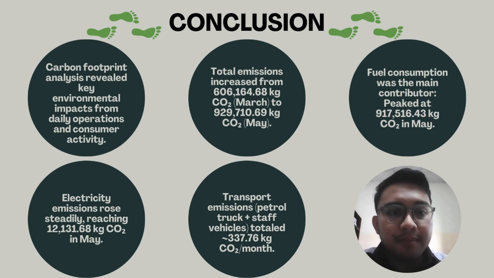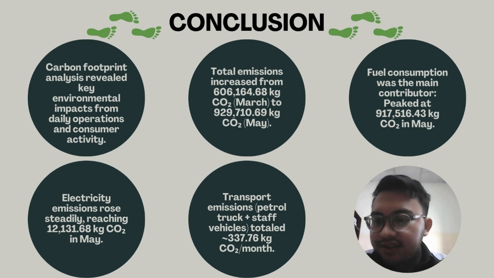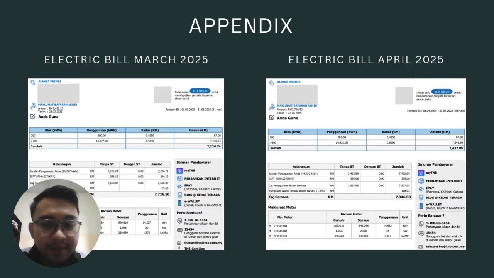Fuel consumption was the main contributor to the total emissions, which peaked at 917,516 kg of carbon dioxide in May alone. Electricity emissions also rose steadily, reaching about 12,131 kg of carbon dioxide in May. And finally, transport emissions, such as the petrol truck and staff vehicles, totaled about 337.76 kg of carbon dioxide per month. Here are some appendix that we have collected for our research on Petronas ICRO 3.